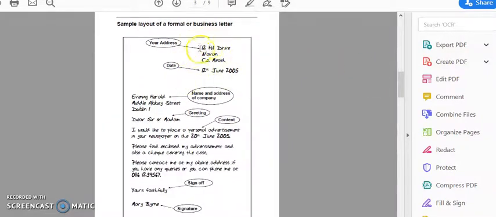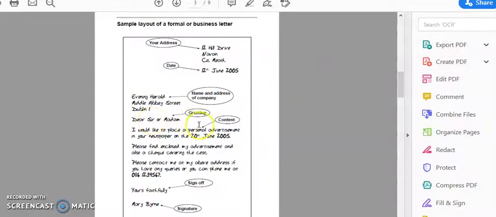So again, up here on the right hand side, we've got the address, date written underneath, the name and address of the company that you're writing to. So your address goes up here on the right hand side, followed by the date, leave one line of space maybe in between, and then down and put your name and address on the left hand side, and then the greeting.